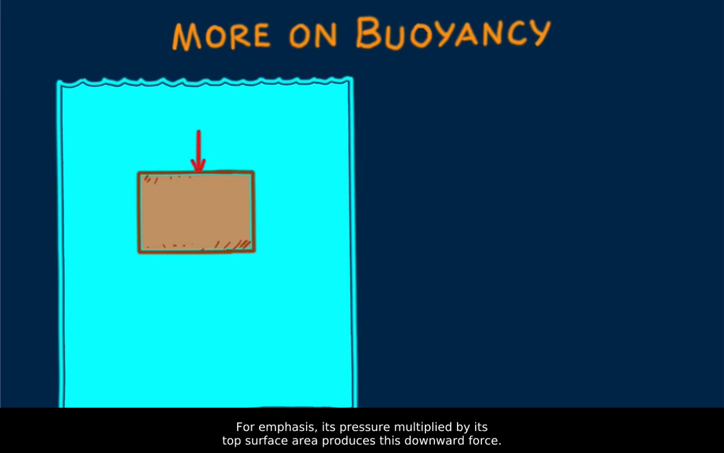For emphasis, its pressure multiplied by its top surface area produces this downward force. The bottom of the block is deeper, so there's more water pressure exerted against the bottom, and multiplied by the bottom surface area produces this upward force. So we have two forces, down against the top and up against the bottom. The difference in these forces produces what we call the buoyant force.